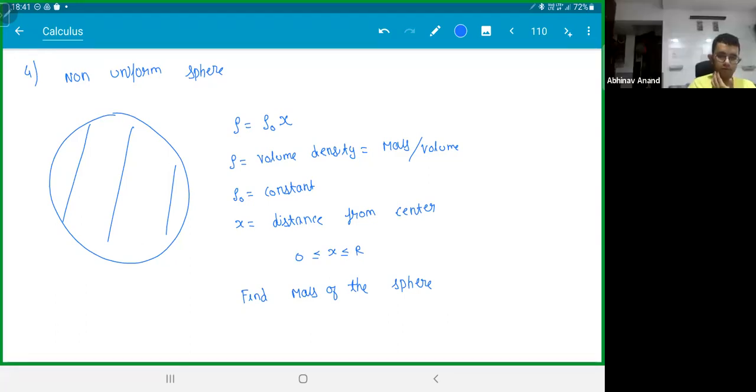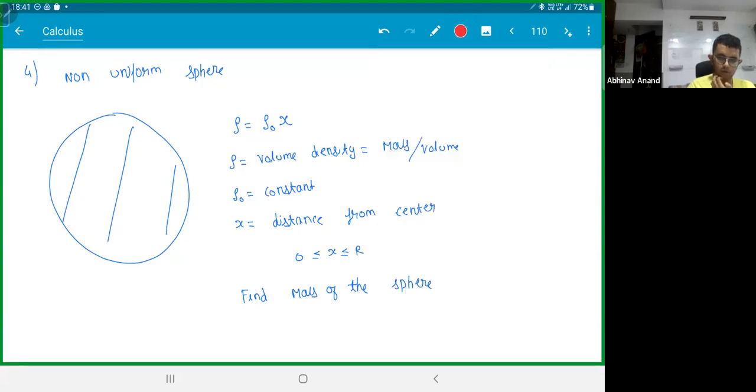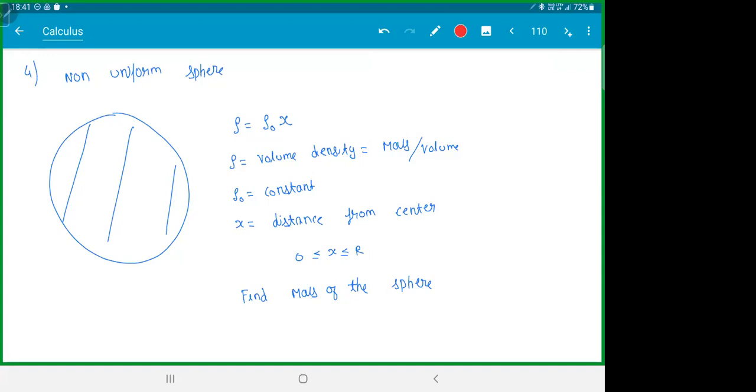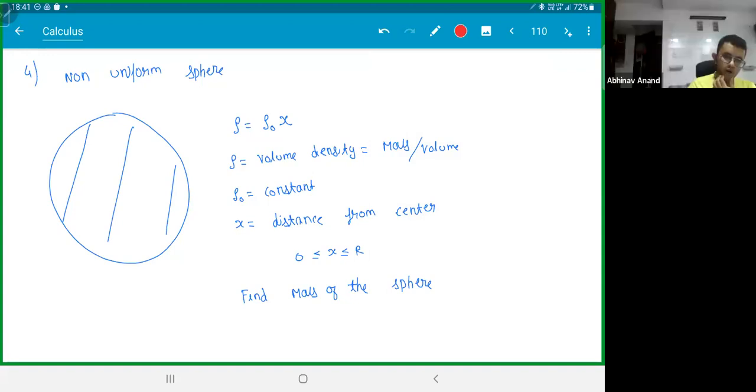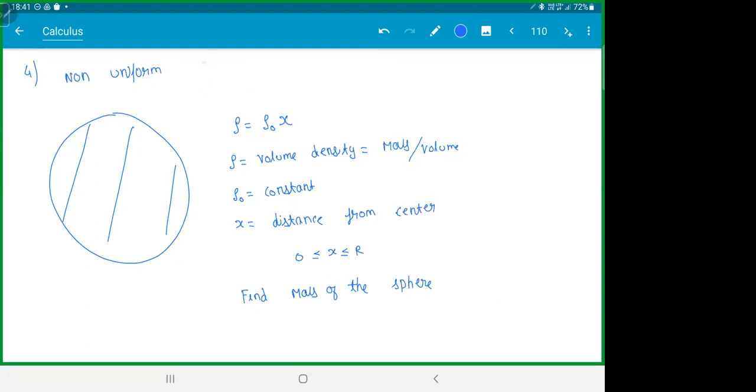Try this. What's the difference between a hollow sphere and a non-uniform sphere? A hollow sphere is hollow inside. What is a non-uniform sphere? A solid sphere, okay. Meaning inside there is a material, but it is not uniform. Ever eaten Kinder Joy? Kinder Joy is a non-uniform sphere. Different layers. It's not a uniform thing.